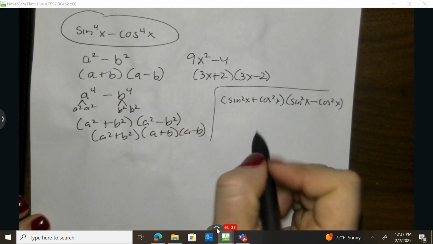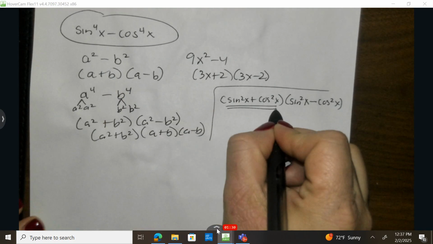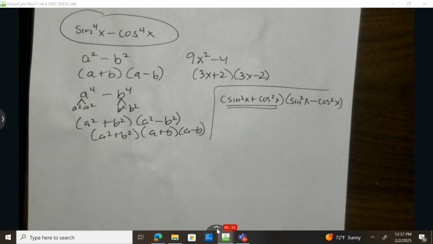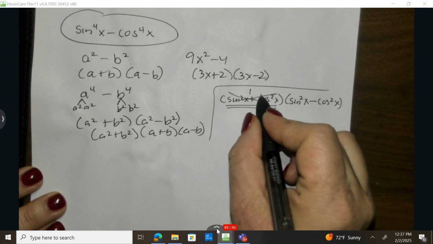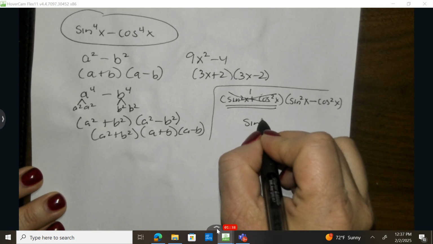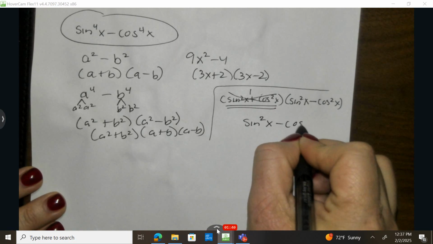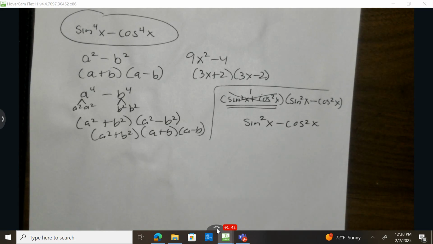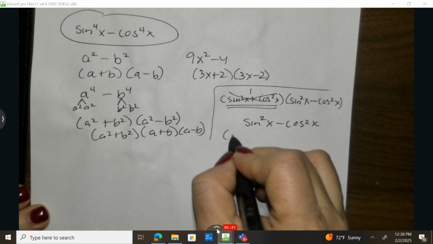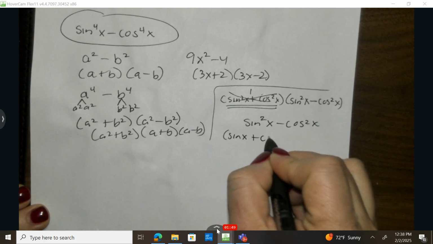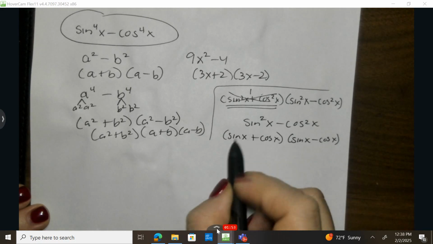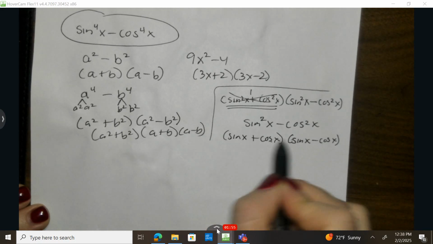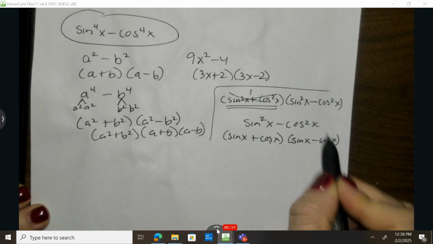I also know that the number one trig identity we remember is that cosine squared plus sine squared is 1. So I can replace this with the 1. 1 times this quantity is simply sine squared x minus cosine squared x. But am I done? I think I can do more. I think this breaks into the sine of x plus the cosine of x and the sine of x minus the cosine of x. There's sine squared. The inside and the outside are going to cancel, and there's cosine squared.